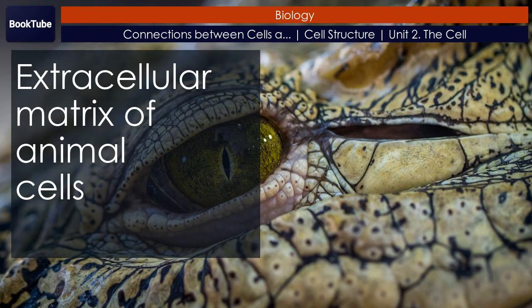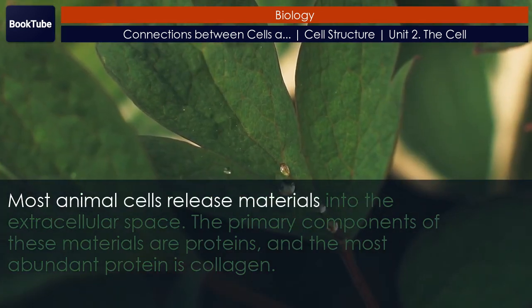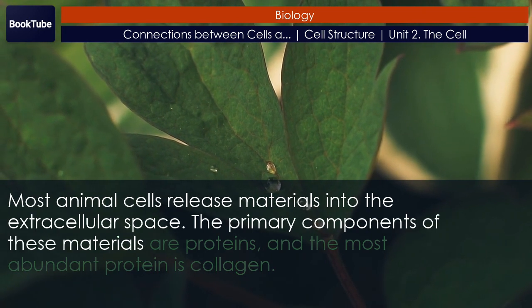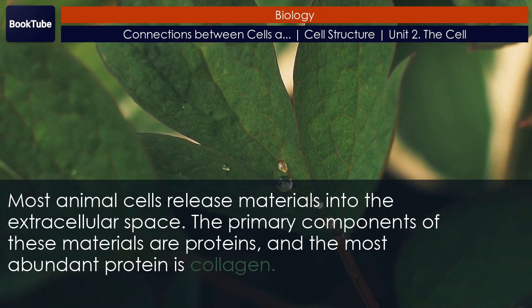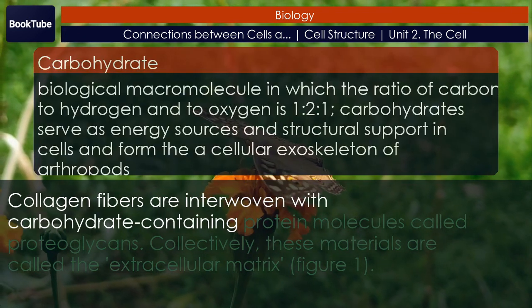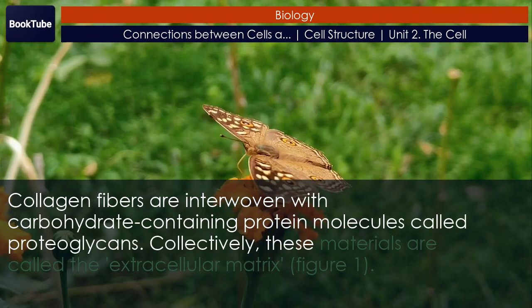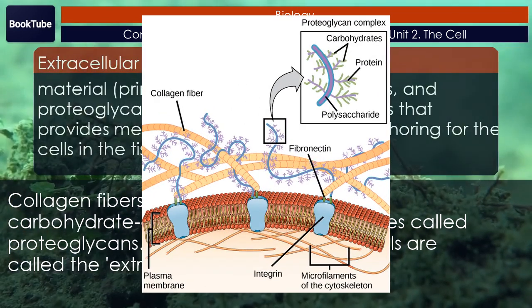Extracellular matrix of animal cells. Most animal cells release materials into the extracellular space. The primary components of these materials are proteins, and the most abundant protein is collagen. Collagen fibers are interwoven with carbohydrate-containing protein molecules called proteoglycans. Collectively, these materials are called the extracellular matrix.